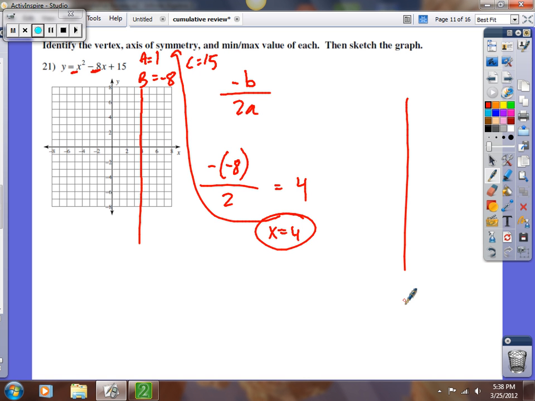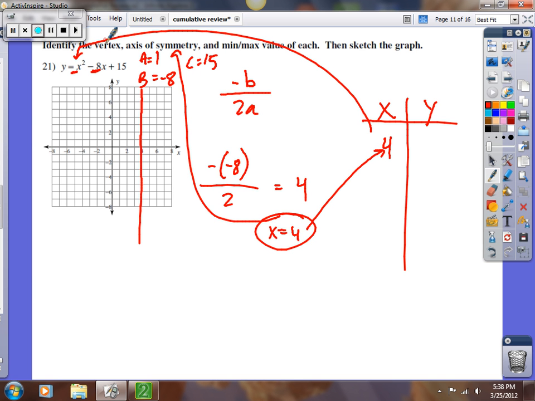Okay, the rest of it just comes like a lot of other graphs do if we just make a table, but I know I'm going to plug 4 in for x. If I plug 4 in, what is it going to spit out? So let's plug 4 in to this x and to this x. So 4 squared 16, and 4 times 8 is 32, so 16 minus 32, and then that's a negative 16. Add 15 to that, so it's a negative 1. So now let's go over 4 and down 1, and this right here is your vertex. That's the vertex.